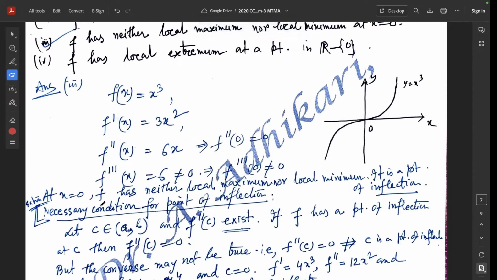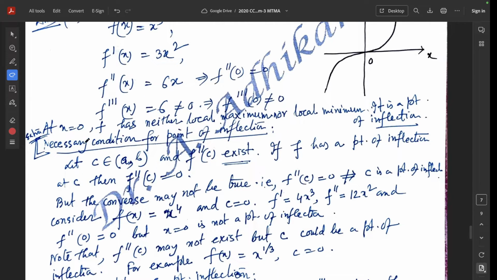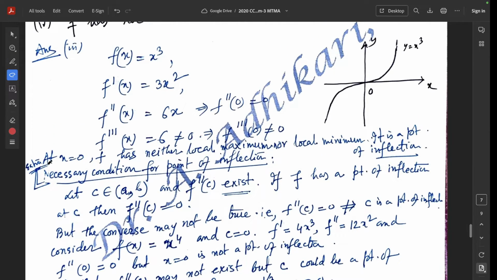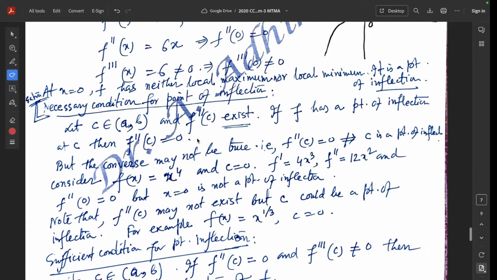So the necessary condition at x equal to 0: f has neither local maximum nor local minimum. It is a point of inflection. If we find f dash x, f dash x equal to 3x square, f double dash equal to 6x, and f double dash 0 equal to 0. So we cannot conclude either maximum or minimum at x equal to 0. Triple dash x equal to 6, not equal to 0, obviously.